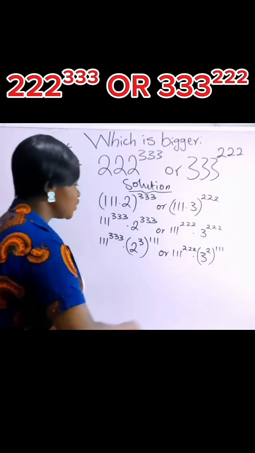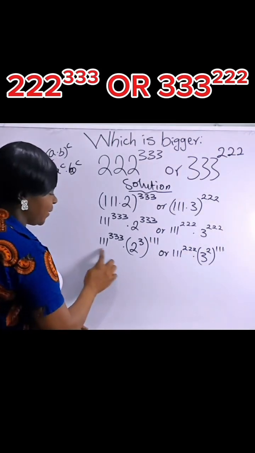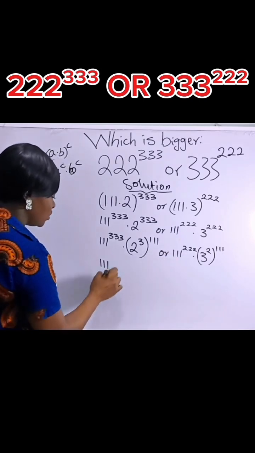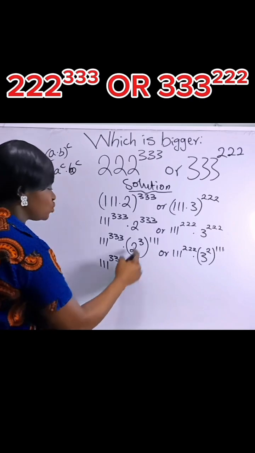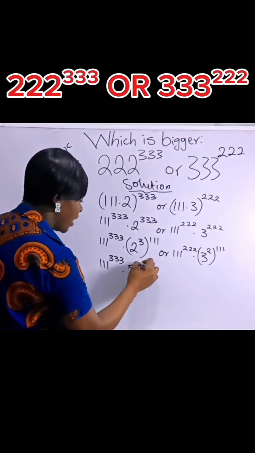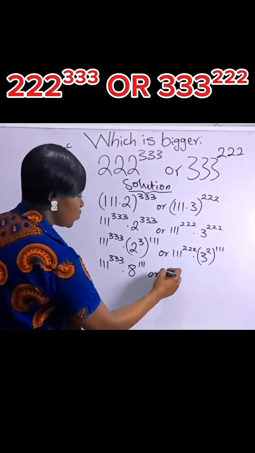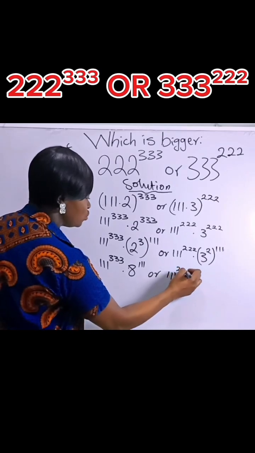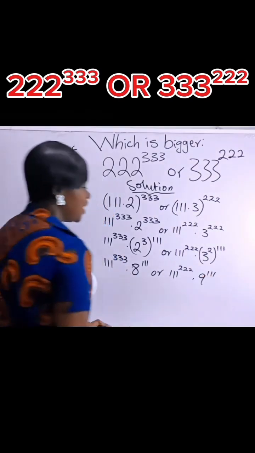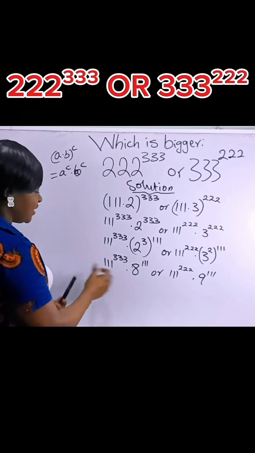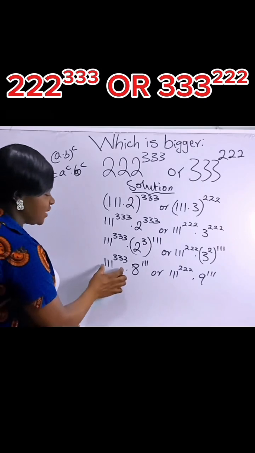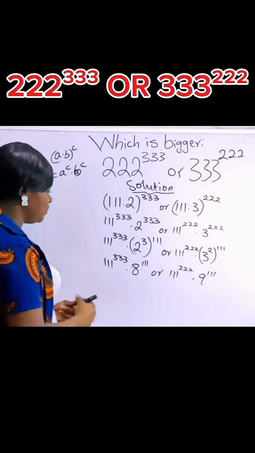Here you can see that we'll have the same base and the same base, but let's attend to these ones in the bracket. So we are going to have 2 to the power of 3, which gives us 8, that is 2 times 2 times 2, so 8 to the power of 111. Or this one will be 3 squared, which is 9, so we have 9 to the power of 111. From here we have the same base and the same power, so we can actually simplify this.